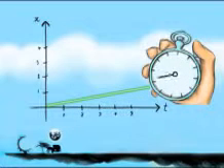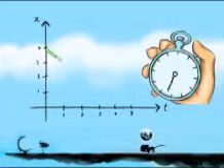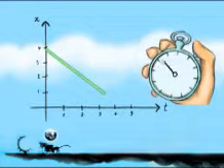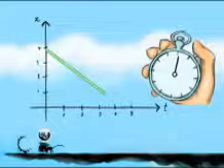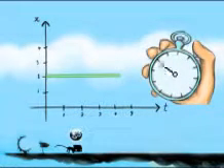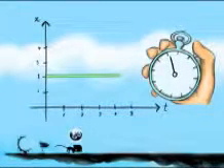Slopes can also be negative. This line goes down from left to right, so it has a negative slope. This means that the velocity is negative too, so the object is moving backwards. Horizontal lines are a special case. A horizontal line doesn't go up or down, so the slope here is 0. This object would just be sitting 2 meters away from the origin with no velocity.